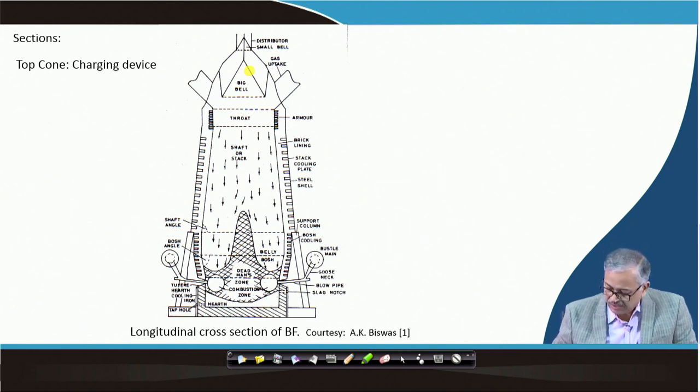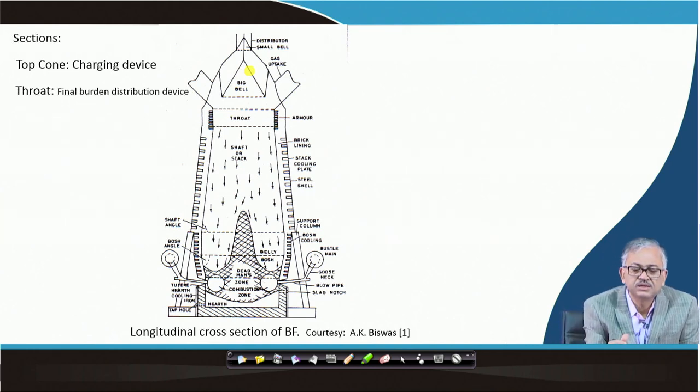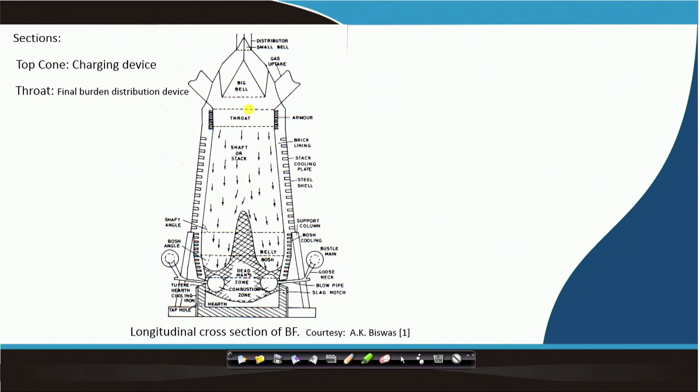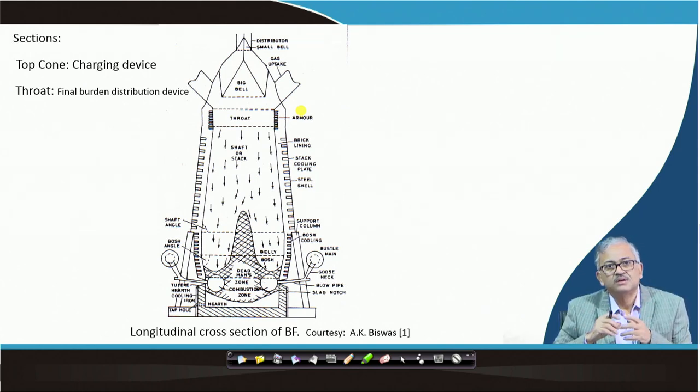Then the next region is called the throat, a cylindrical portion that you can find here. The throat is basically where the final burden distribution devices are. In case of bell-less charging, there is a chute that distributes the material. And in case of bell charging, there is an armor, a movable throat armor that deflects the material at different cross sections of the blast furnace.